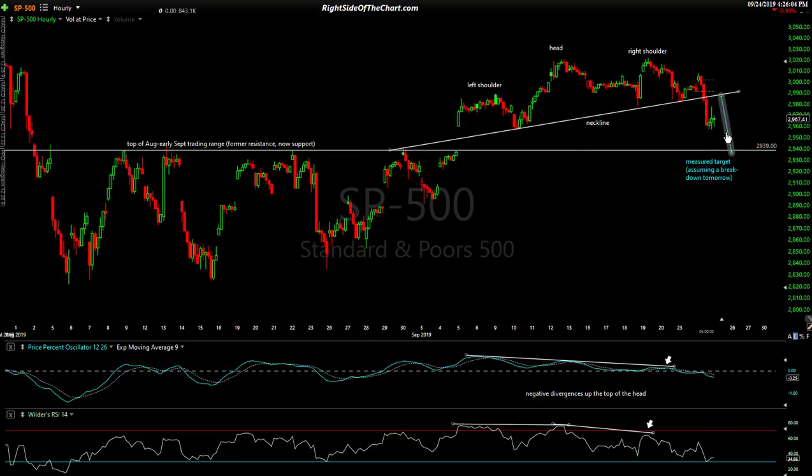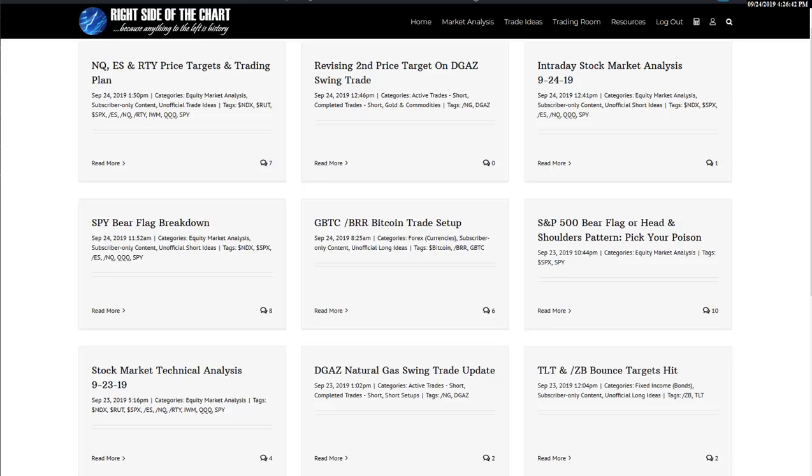And you can see here, let me get the measurement out of the way. Same kind of flagging action there. Of course, this is the S&P 500. We were just looking at SPY a second ago.